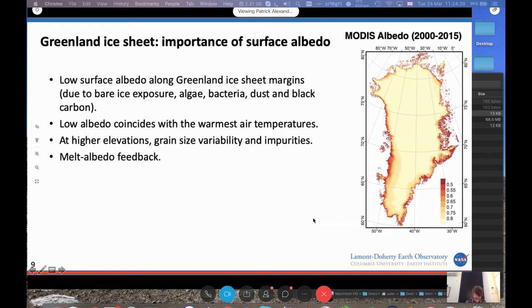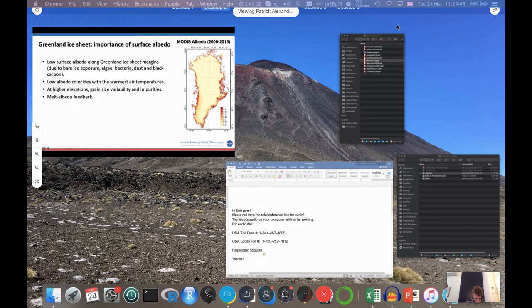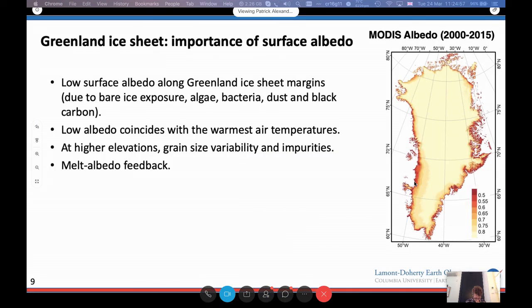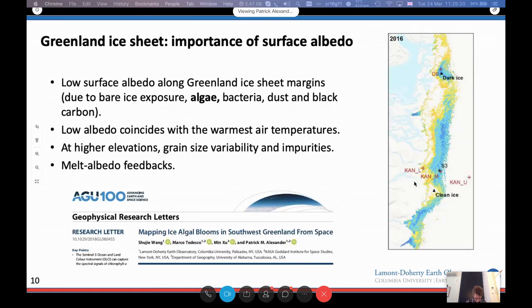So an interesting area of research is biology on ice sheets. This is a paper with Suji Wang that was just published recently. This is actually mapping algae on the Greenland ice sheet from space. So we can actually observe the distribution of algae and try to relate it to surface albedo. And obviously this is something that's not in the climate models, all these biological processes. So there's ongoing research.